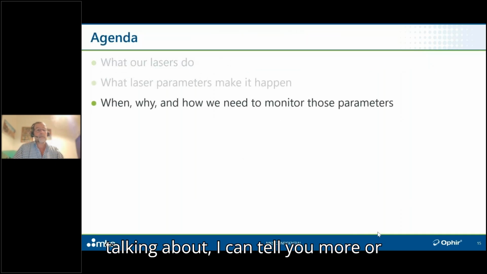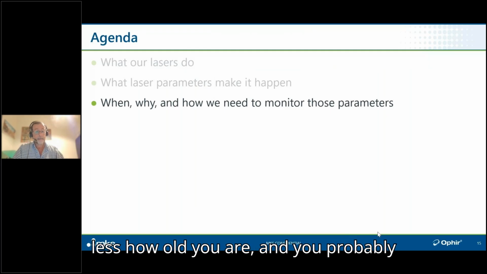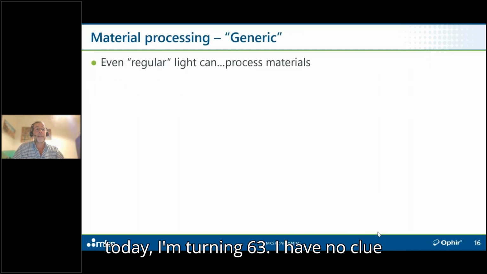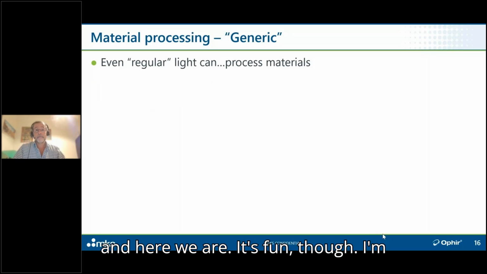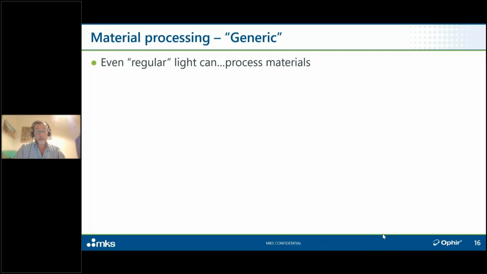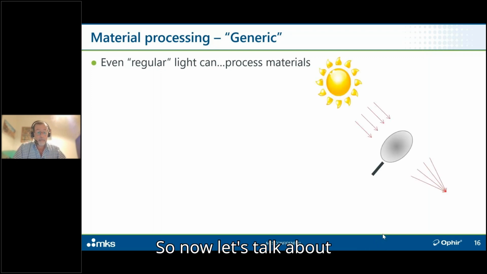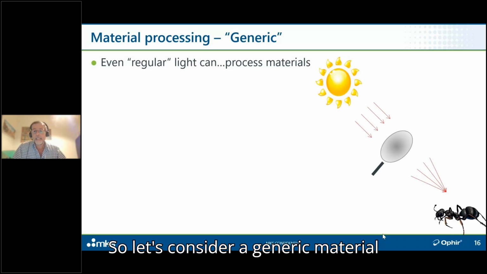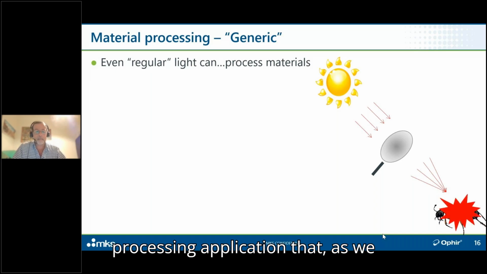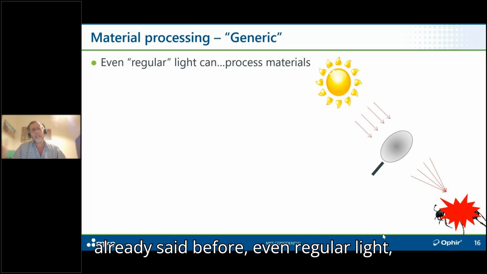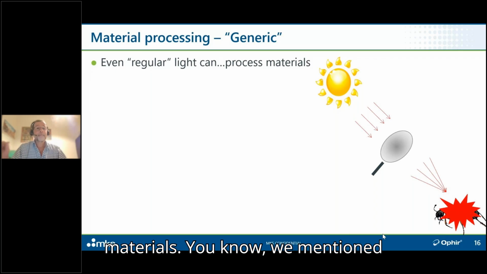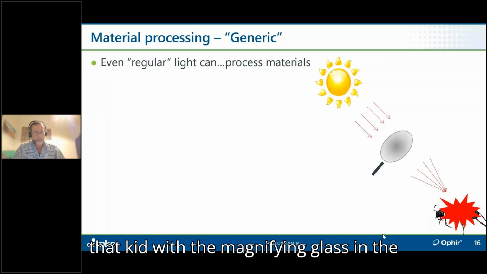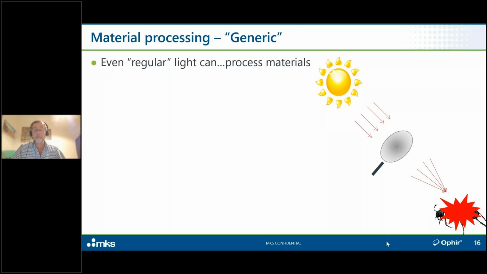So now let's talk about the when, why, and how. Let's consider a generic material processing application. As we already said before, even regular classical light source light can process materials. We mentioned that kid with a magnifying glass in the sunlight, an innocent insect who happens to be passing by. I've heard stories of other kids who are nerdy enough that they already know they're going to be physicists one day doing experiments like this. Other kids, of course. Nobody I know would ever have done anything like that.